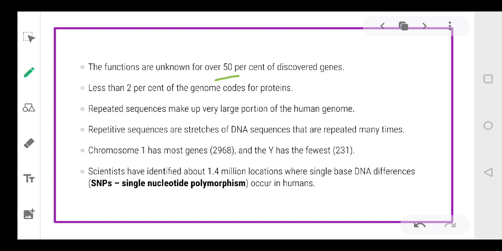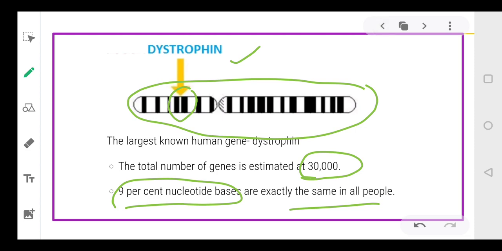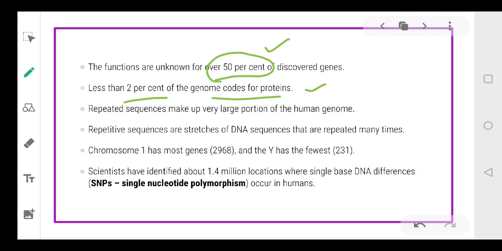Whatever genes have been discovered, the function of 50% of them is not known. So far, we are not able to determine the function of 50% of the genes, and only 2% of the genes code for proteins. Just imagine, 99.9% is the same for everybody, isn't it? 2% code for proteins, and 50% of the genes we do not know their function. So far, we are unable to determine their function.